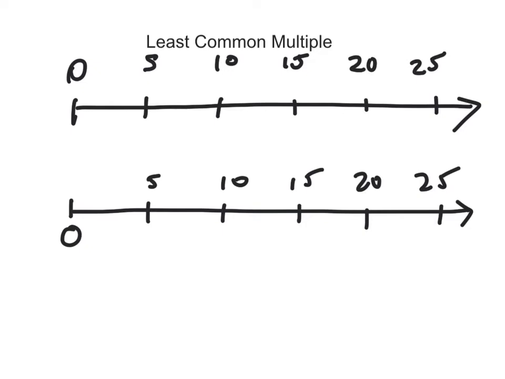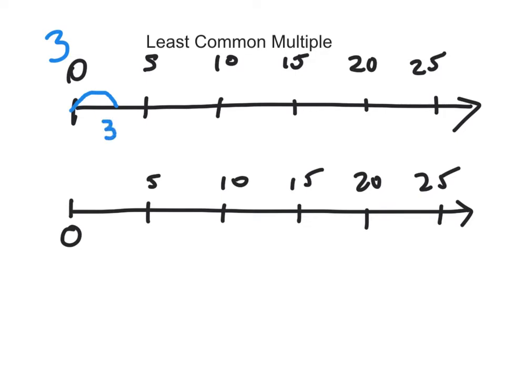So let's say that the first frog hops 3-foot jumps. So let's trace, starting at 0, the numbers that he will land on as he hops. So for instance, the first jump goes from 0 and he lands at the number 3.